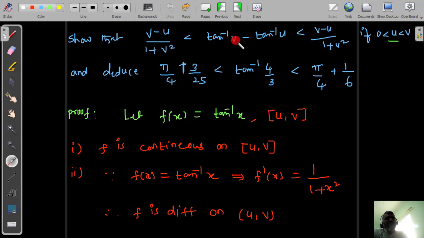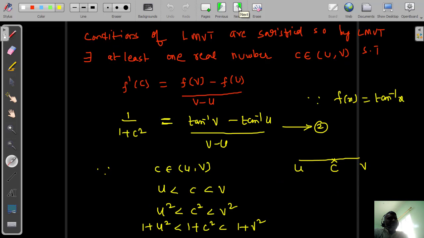So that is u and v. V is 4 by 3 and u equal to 1. Why 1? Because I want tan inverse of 1 to be pi by 4. For example, if another angle is added here, like pi by 6 or pi by 3, depending upon the angle, you need to choose the suitable value. Let us prove this result by taking suitable u and v values.